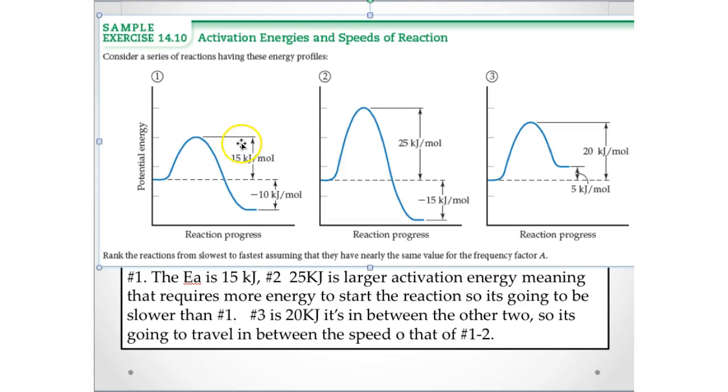So I said that because this activation energy is the smallest, that means the rate is going to be higher here. The speed of the reaction is going to be higher here because it has a lower energy barrier. And it doesn't matter what this delta E is. What matters is just the activation energy.